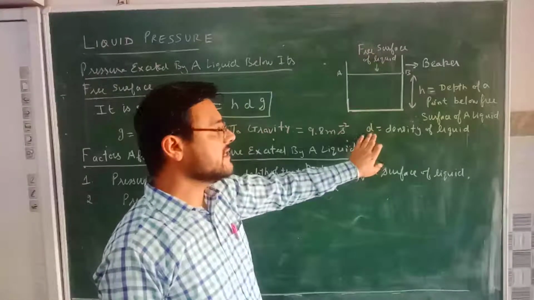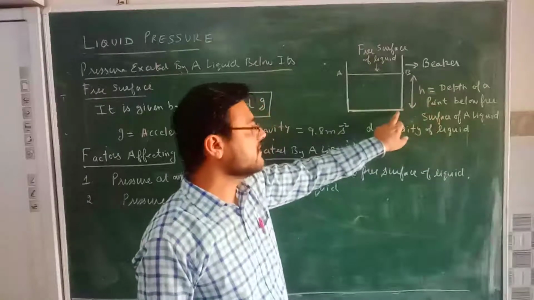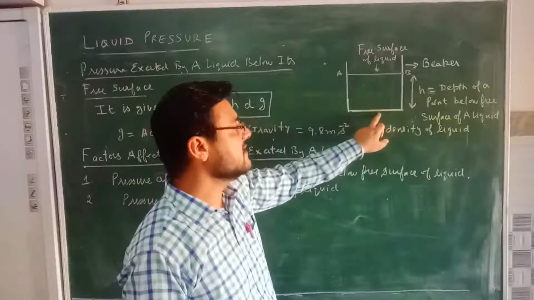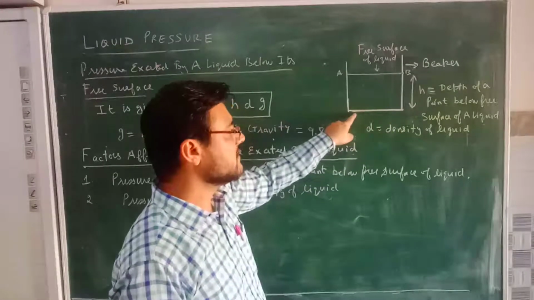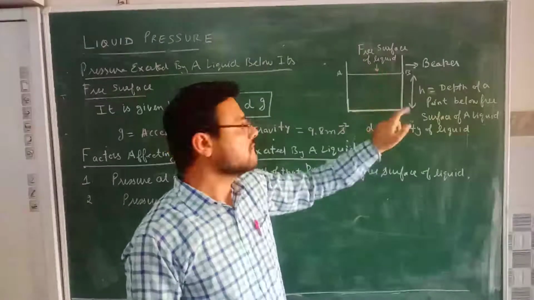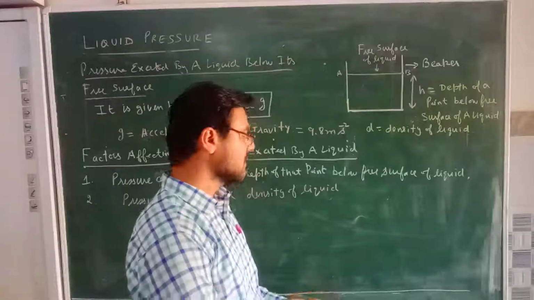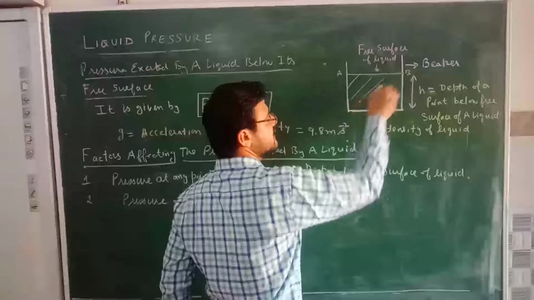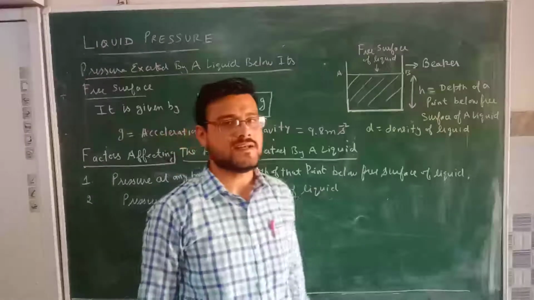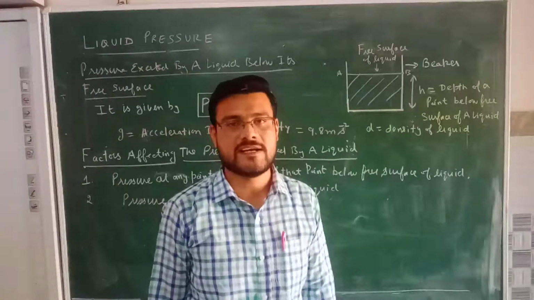We assume that D is the density of the liquid and H is the depth of the beaker below its free surface. What is H? H is the depth of the bottom of the beaker, or the base of the beaker, with respect to the free surface of the liquid. So we are trying to find the pressure exerted by this whole liquid present inside the container at the base of the beaker in the downward direction. First we are talking only about the pressure exerted at the base of the beaker.